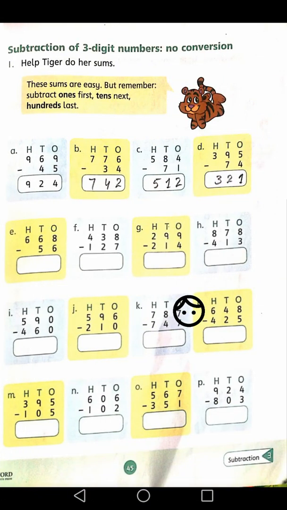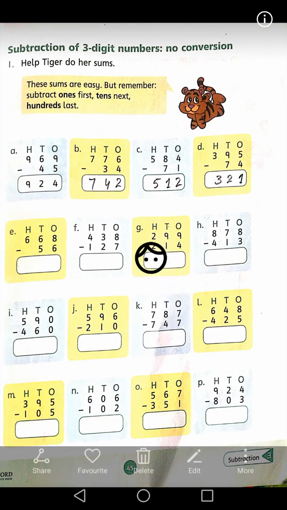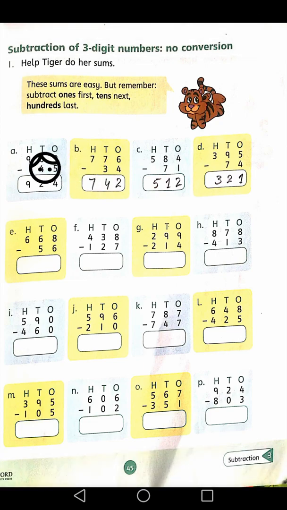The next page, subtraction of 3-digit numbers, no conversion. Help Tiger do her sums. These sums are easy, but remember, subtract ones first, tens next, and then hundreds. We always start our questions from one side. First we subtract ones, then tens, and then hundreds.